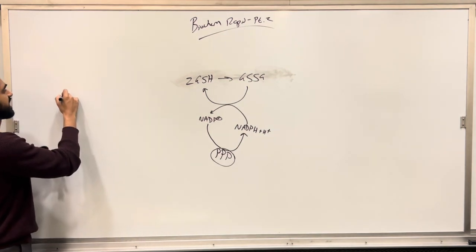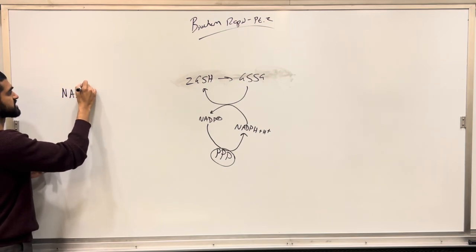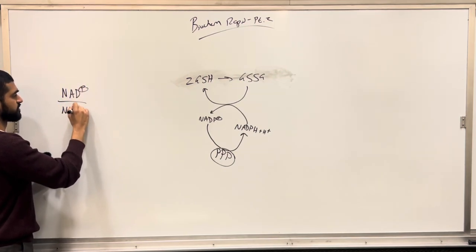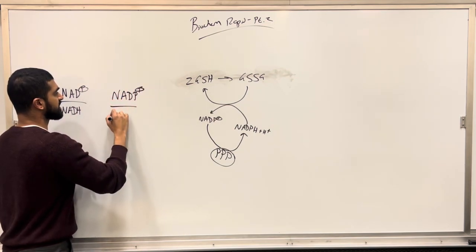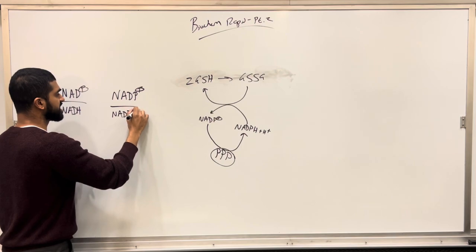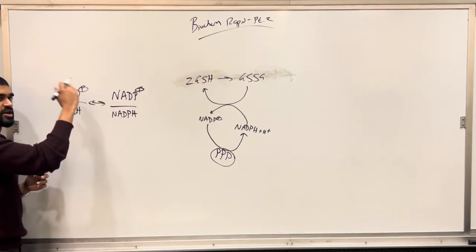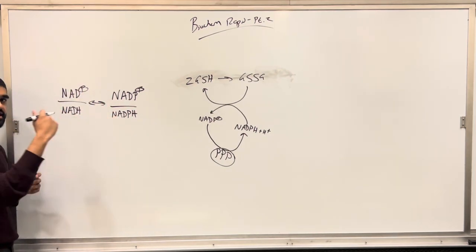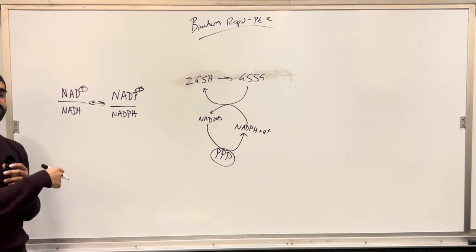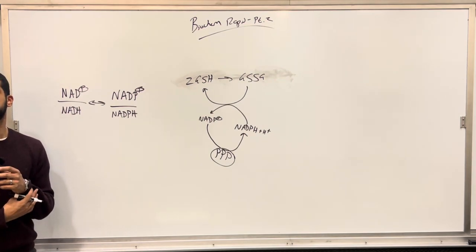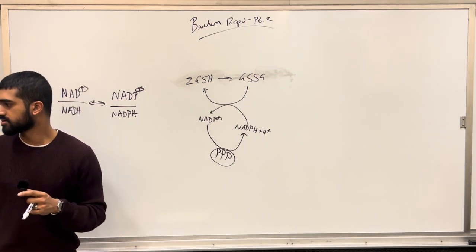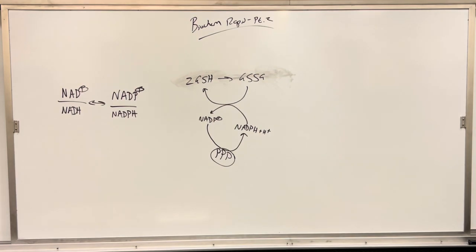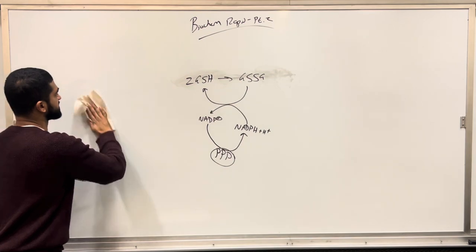So therein being, you have an NAD+ to NADH ratio, and you also have an NADP+ to NADPH ratio. And these two ratios are independent of one another and regulated in independent processes. So that one doesn't affect the other. Does that make sense? Good. So that's what I wanted to say about the pentose phosphate pathway.